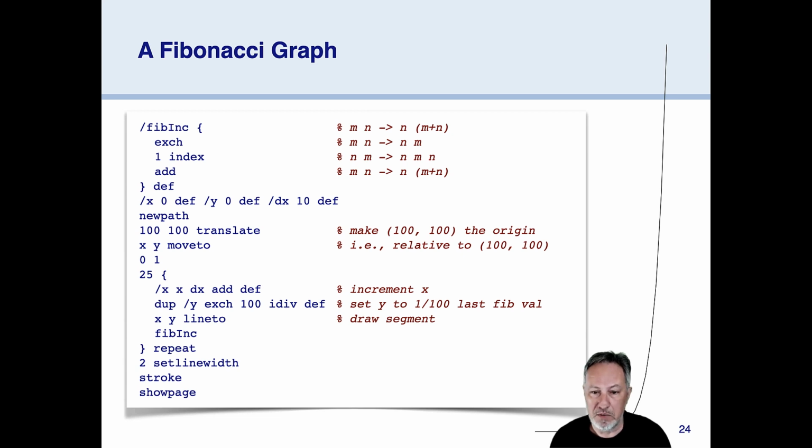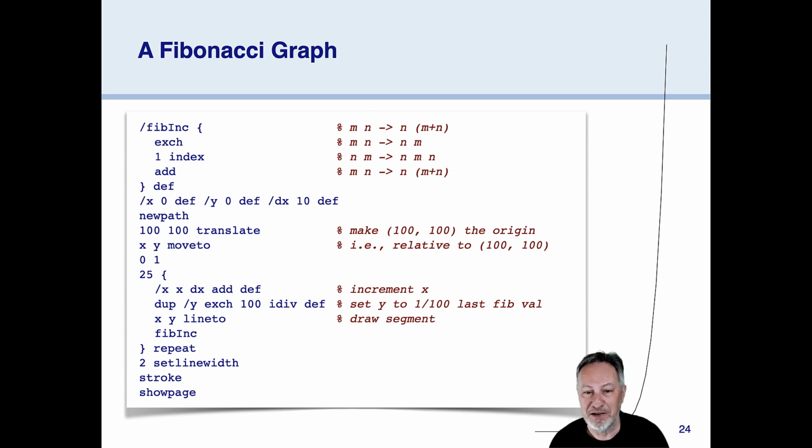Now we want to set y to be 1/100th of the last Fibonacci value. Notice we're incrementing x, but we want to compress the y-axis, so we're actually going to divide the y values by 100. We could have achieved the same instead by scaling our user space, but we didn't do that here. So that's an exercise to the reader.